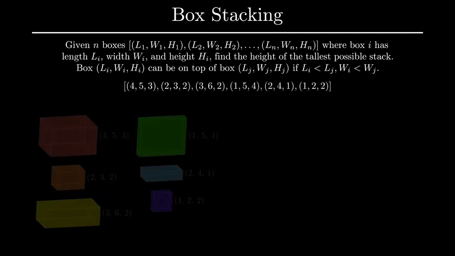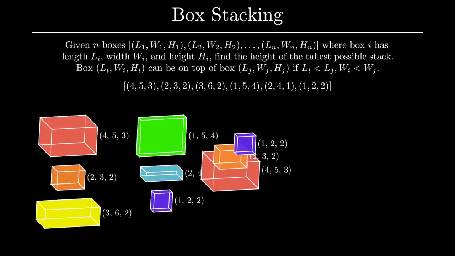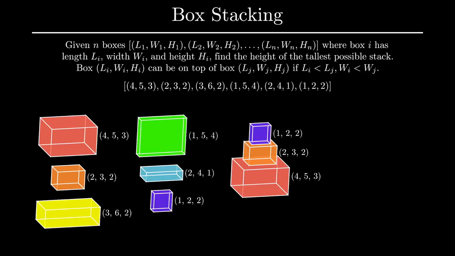Now, as an exercise, given the following set of 6 boxes, see if you can figure out the solution for this input. I recommend pausing the video here and seeing if you can figure out the solution. Okay, so the solution in this case actually ends up being the following stack, with the red box at the bottom, orange box in the middle, and purple box on top. We can get a total height of 7, which is the best we can do. Make sure you take a second to verify that this is indeed the only solution to this problem for the given input. Alright, let's get started on trying to solve this problem.